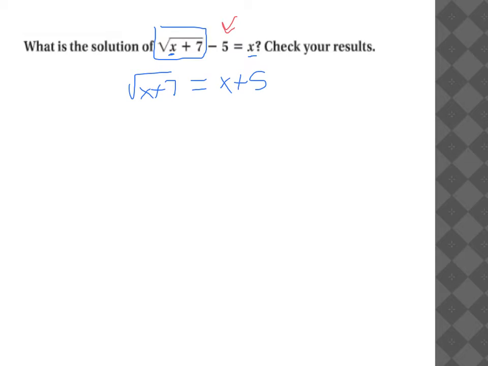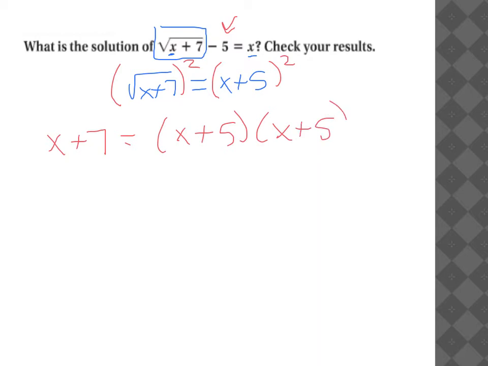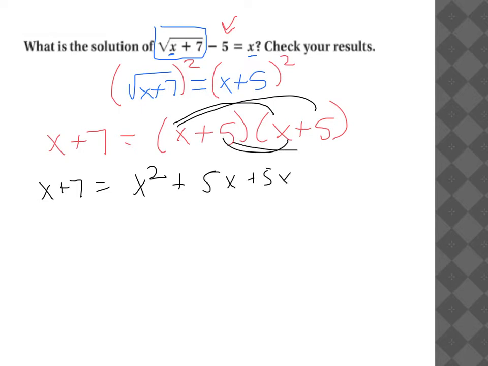And just like the previous problems, I want to raise this squared, and then this whole thing becomes squared. Now on the left-hand side, it just reduces to x plus 7, because the square root cancels out with the squared. On the right-hand side, x plus 5 squared would be written like so. I have to expand it now. So now I actually have to FOIL or distribute. So again, the left-hand side stays as is. I go to my first, outside, inside, and my last.